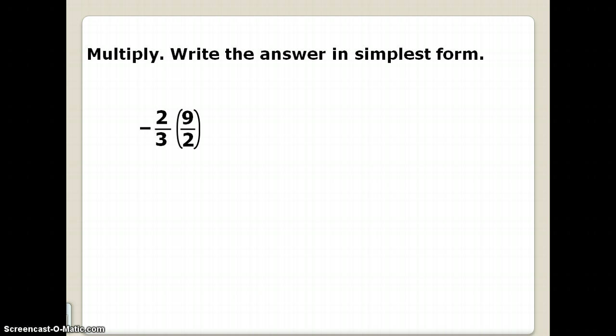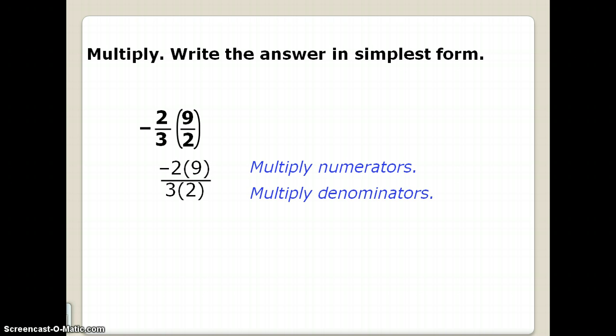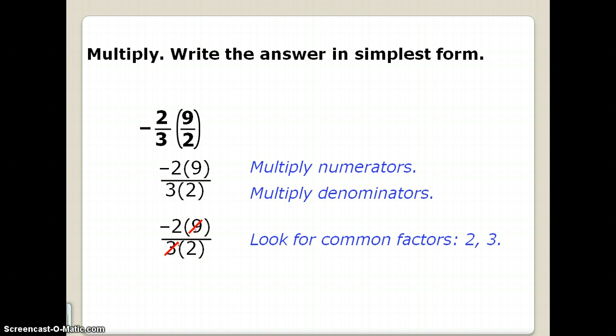Let's try one in your notes. -2/3 times 9/2. So -2 times 9, 3 times 2. Well, we know that we can reduce factors of 9 and 3. Those divide by 3. 2 and 2 divide by 1. So now we're reduced to -1 times 3 over 1 times 1. We get an answer of -3/1, which we don't need the 1 because it's going to end up staying -3.